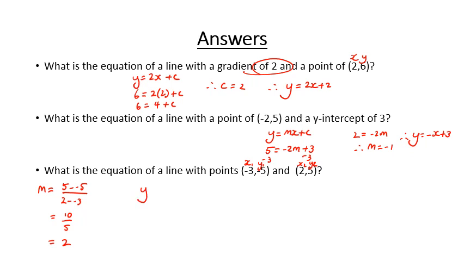I now do something very similar like I did in the top question. Y equals 2x plus c. I substitute a value in. I might use the positive numbers here just to make it a little bit easier. 5 equals 2 lots of 2 plus c. 5 equals 4 plus c. Therefore, c must equal 1. Therefore, my equation is y equals 2x plus 1.